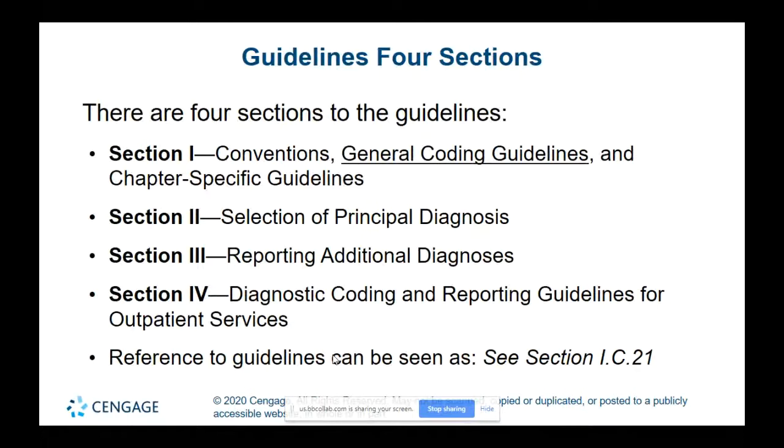Section 2, the selection of the principal diagnosis for non-outpatient settings. This is really important when you're trying to code out information. What do you list first? That's the principal diagnosis. We'll talk about those. Section 3, reporting additional diagnosis. And then Section 4 is the guidelines for outpatient services. Outpatient services and inpatient have different reporting guidelines.